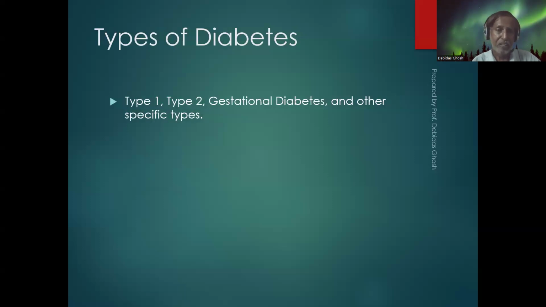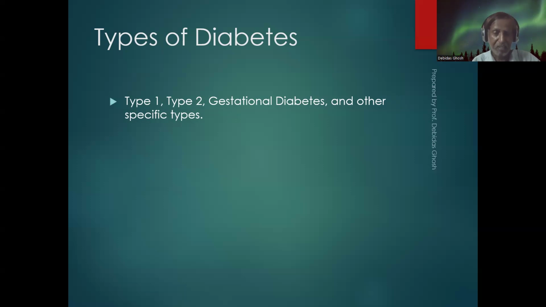Now, if we study the types of diabetes, there are mainly type 1 and type 2. Type 1 is insulin dependent diabetes mainly, and type 2 is non-insulin dependent diabetes mellitus. Type 1 is mainly IDDM and type 2 is NIDDM. Another one is gestational diabetes, and another is known as mitochondrial diabetes, the diabetes which is transmitted from mother to the next generation.